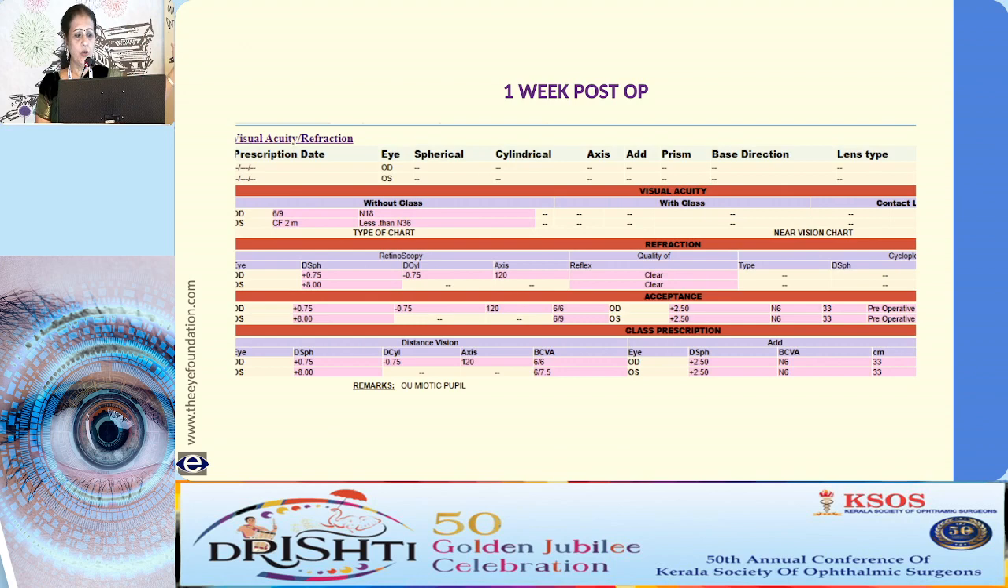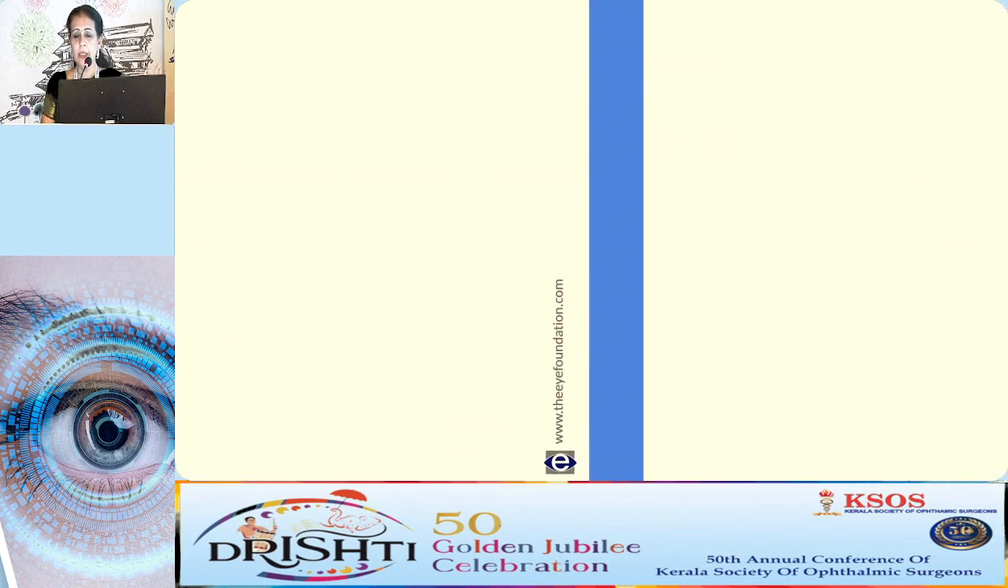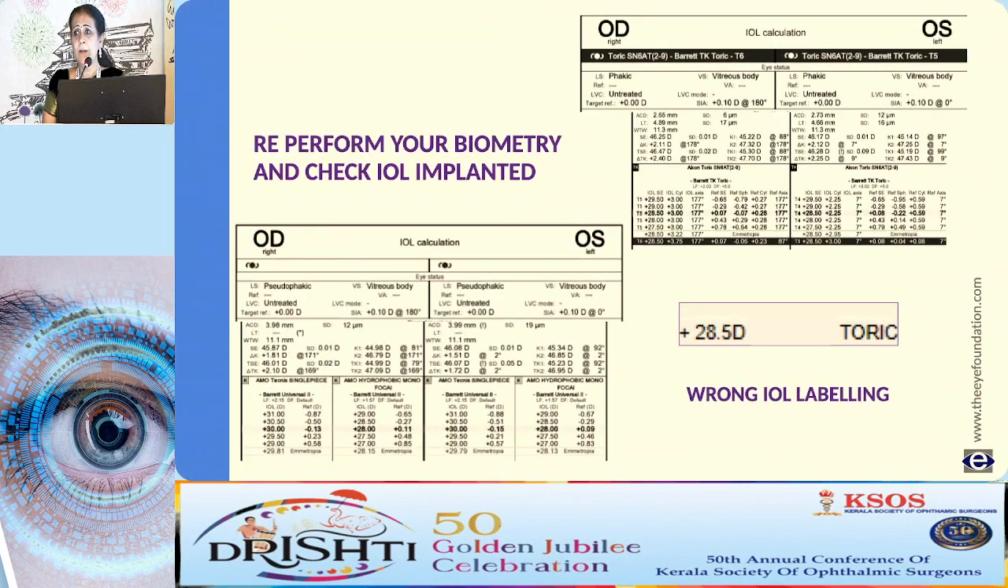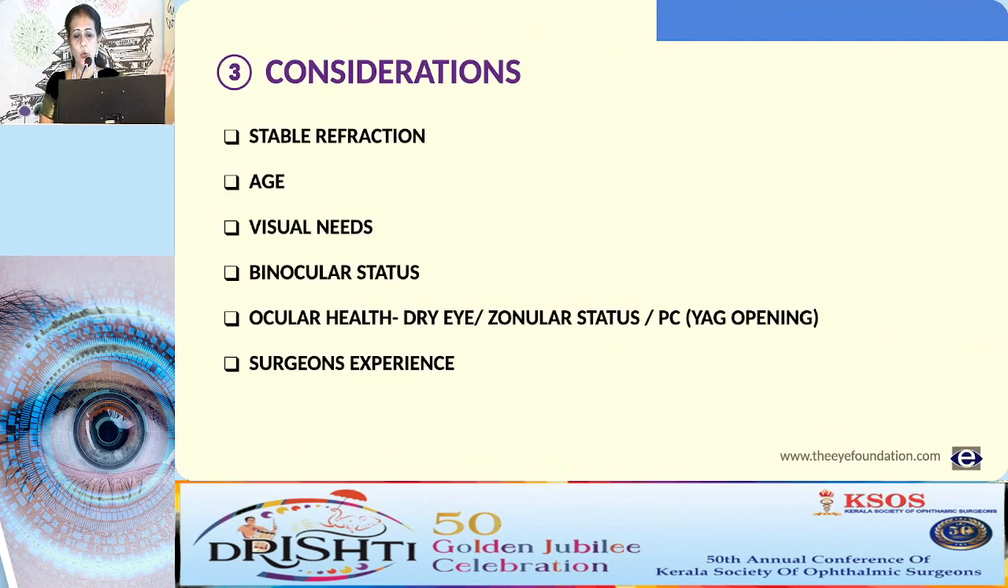Now, this was a patient who had a +8 diopter residual refractive error, so clearly something was bizarre in this patient, and it has to be addressed. But we need to follow the whole protocol, and in this particular case, we realized after checking all our records that it was a wrong IOL labeling.